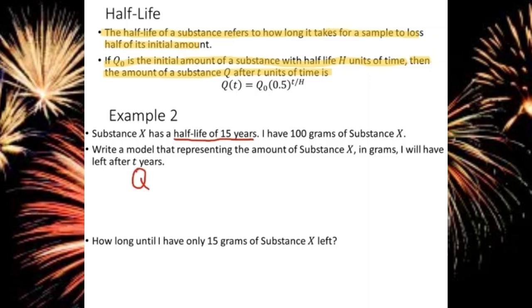We'll have Q be the amount of the substance, so Q of t will equal, first we need our initial amount of substance X, which is 100 grams, and because we're given half-life, the base of our exponential function will be 0.5, and that'll be raised to the t over 15 power, where 15 is our half-life.